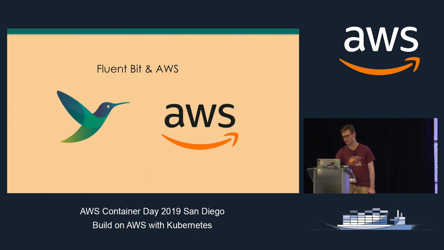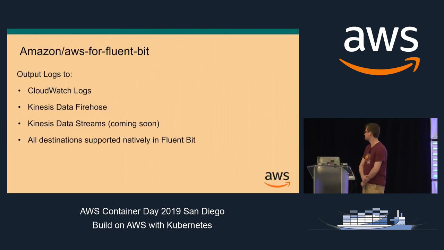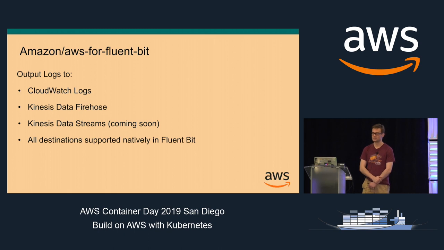So then a coworker of mine showed me Fluent Bit, and that started the story of AWS 4 Fluent Bit. We decided to integrate with Fluent Bit. At that time, Fluent Bit didn't have any support for sending logs to AWS services. So we built a number of plugins. I built a CloudWatch Logs plugin and a Kinesis Data Firehose plugin. One of my coworkers built a Kinesis Data Streams plugin, which will be released fairly soon. And then we packaged it all together in what we call the AWS 4 Fluent Bit image.